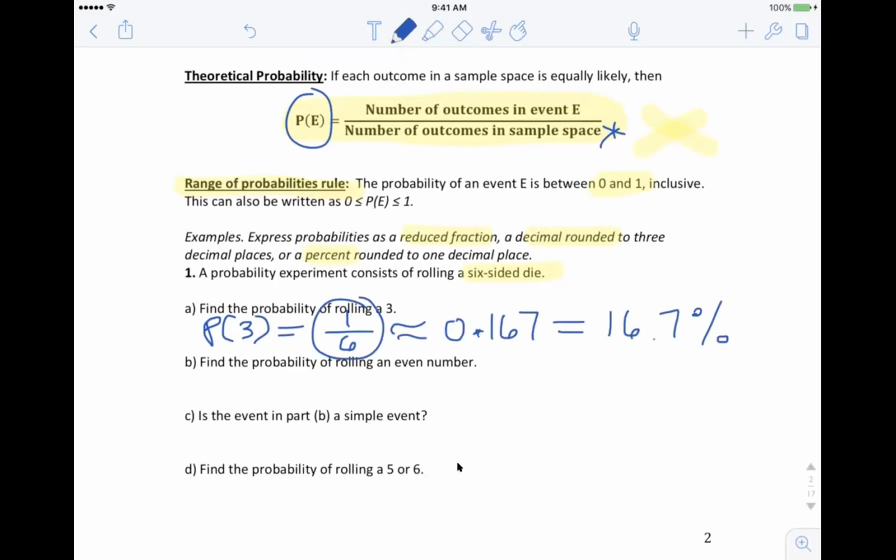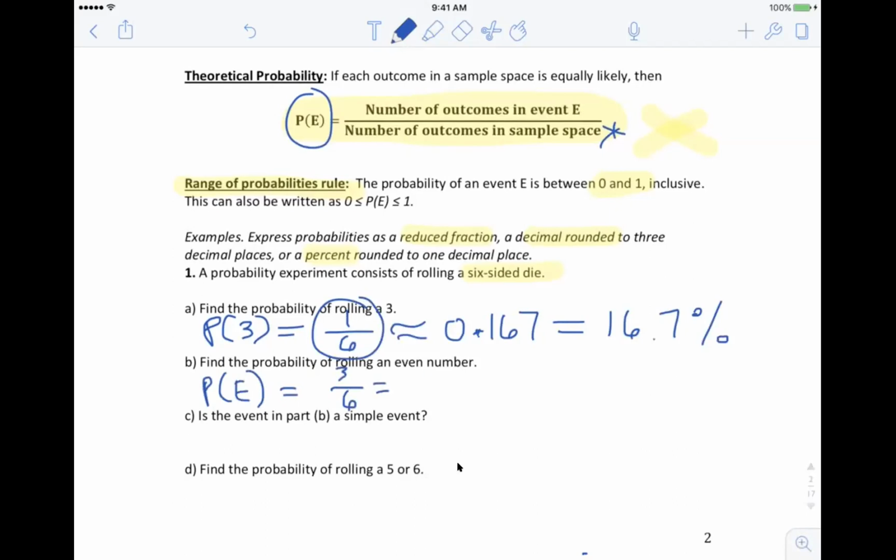How about B? Find the probability of rolling an even number. So maybe I'll represent that as P parenthesis E for even. Right. So again, I know 6 is still the bottom number because that's the total number of possible outcomes. How many of those are even? Even is divisible by 2. So that's 2, 4, or 6. There's 3 of them.